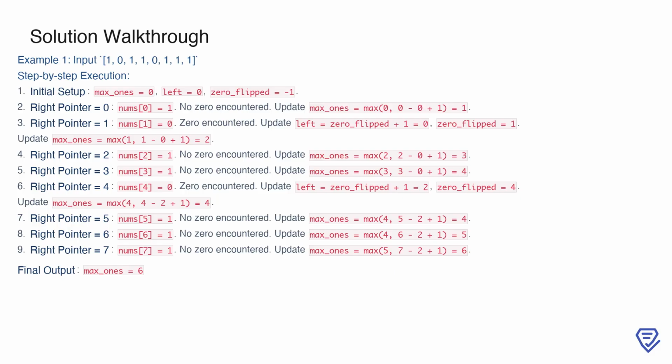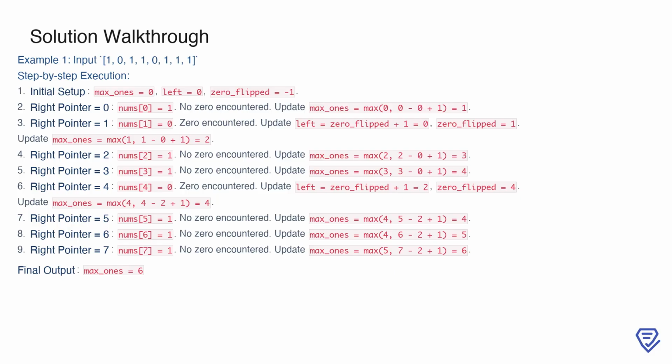Now, as we iterate through the array using the right pointer, we check each element. At right equals 0, we encounter a 1, so we update max_ones to 1 by taking the maximum of its current value and the window size, which is right - left + 1. At right equals 1, we encounter a 0. Here, we adjust the left pointer to move past the previous 0 by using 0_flipped plus 1, and we update 0_flipped to the current index 1. After this, we recalculate max_ones as 2.